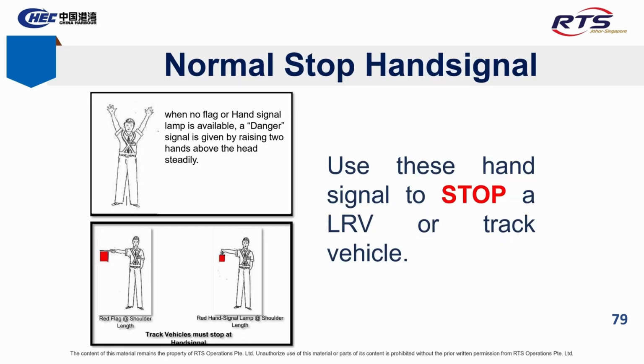Slide 79. Normal stop hand signal. To stop an LRV or track vehicle, raise both hands above the head steadily if no flag or hand signal lamp is available. Alternatively, show a red flag or red hand signal lamp at shoulder height. These actions signal the driver to stop immediately.